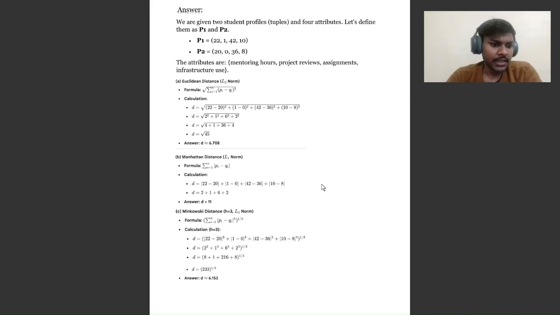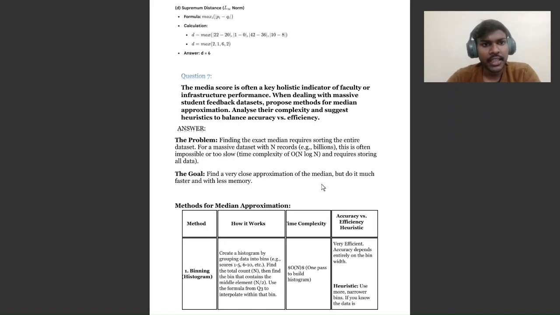Cube root. This aggregates larger differences more strongly. Fourth one is supremum distance. Here we get the supremum distance, the maximum absolute difference across all attributes. The single largest difference becomes the distance. These distances help us determine how similar or different the two students' engagement patterns are.